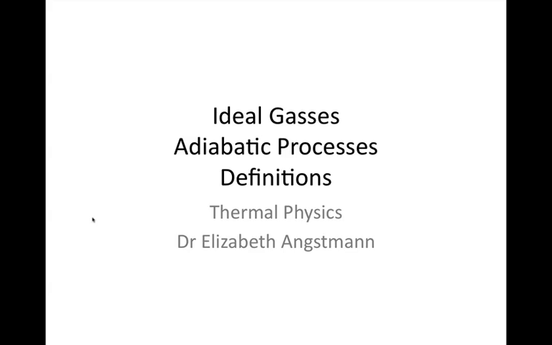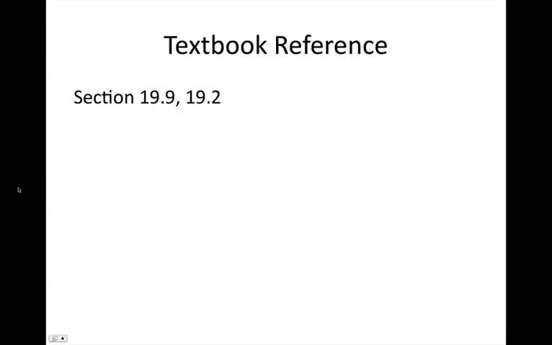This is the fifth thermal physics lecture. In this lecture, we're going to be finishing off looking at ideal gases. We'll be considering adiabatic processes, and then we'll be going over a few definitions. Actually, we're going to look at textbook sections 19.9 and 19.2. We're also going to have a quick look at how combustion engines work.